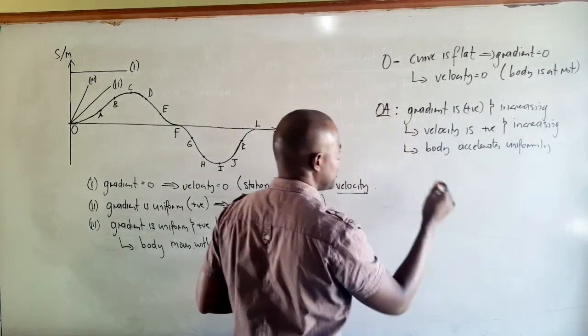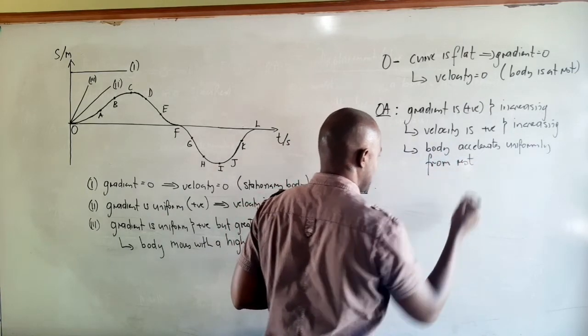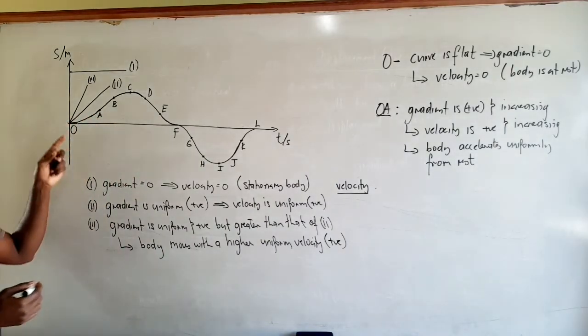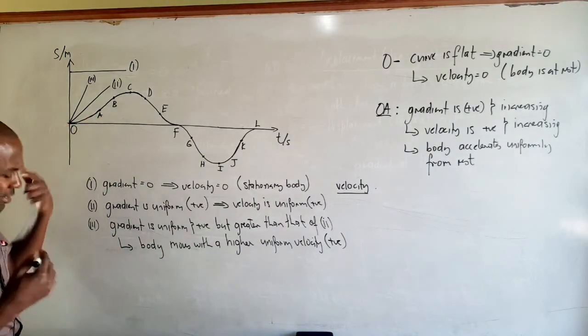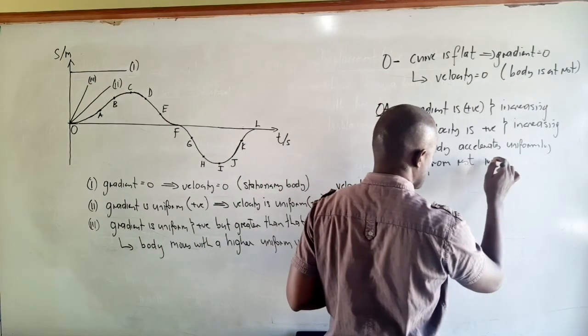So the body accelerates uniformly from rest, and this would be in a direction that we consider to be positive. So accelerating uniformly from rest in a direction that we consider to be positive. So in a positive direction.